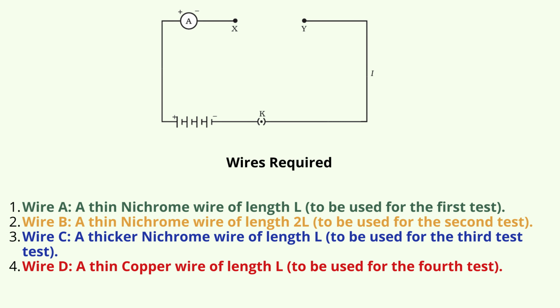So these are the wires which we are going to use for our circuit to read the current in ampere. Wire A, a thin nichrome wire of length L, which we are going to use for the first test. Wire B, a thin nichrome wire of double the length, 2L, which we are going to use for the second test. Wire C, a thicker nichrome wire of length L. Thicker means a higher cross-sectional area, which we are going to use for the third test. Wire D, a thin copper wire of length L, which we are going to use for the fourth test.